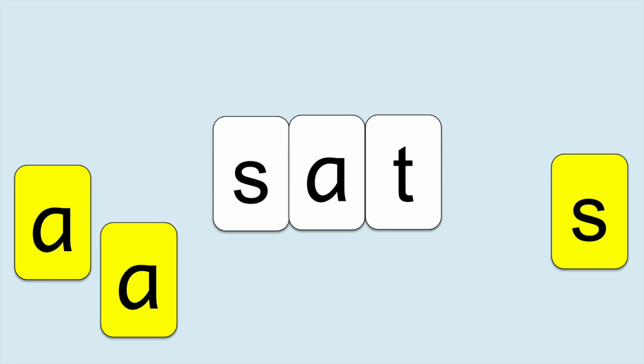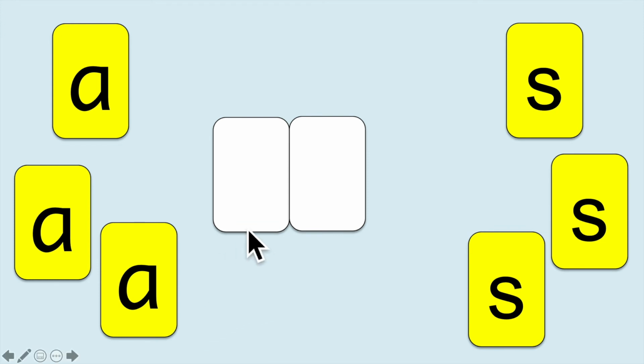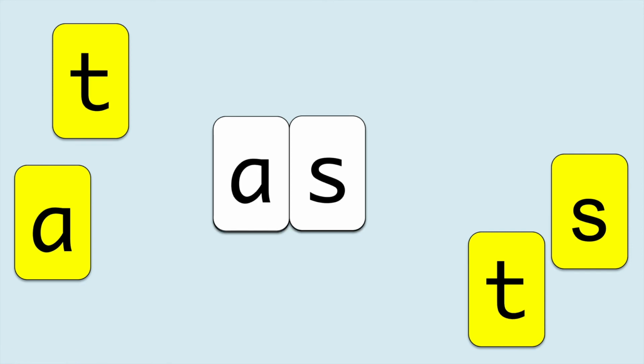Did you get it right? Well done. Are we ready for the next one? This one has 2 sounds. As. This is our special word where the sound is a z. Pause the video and write it in. I bet you got that one right, because that's our special word, as.